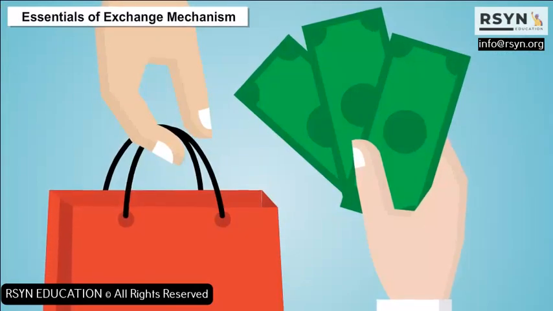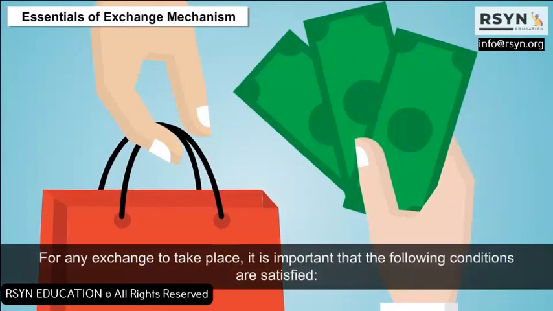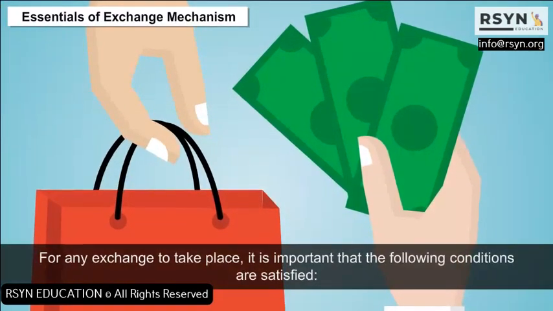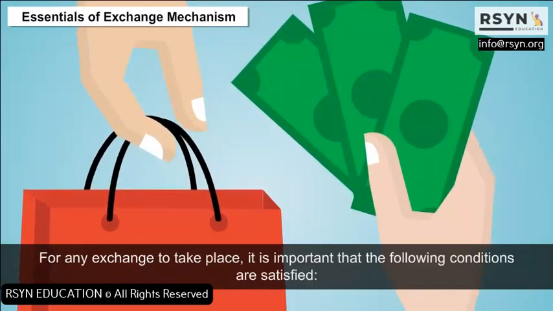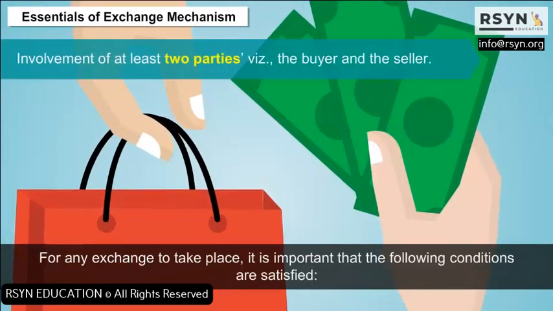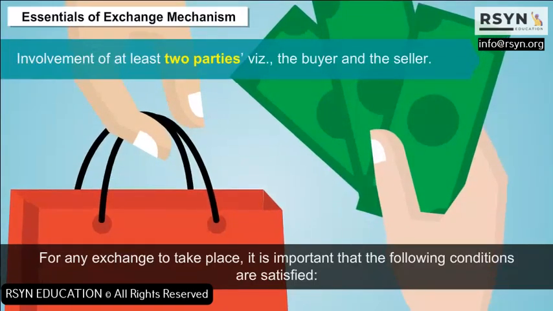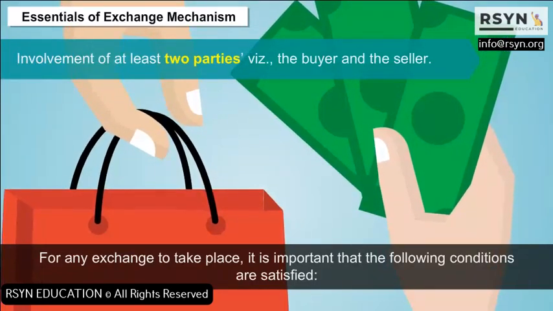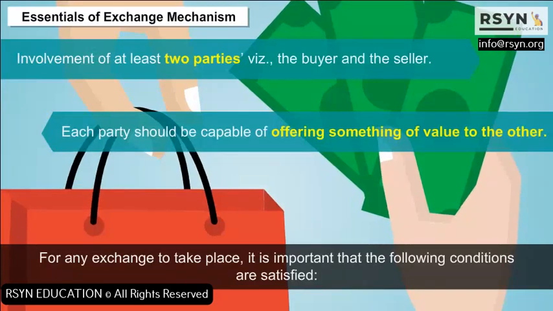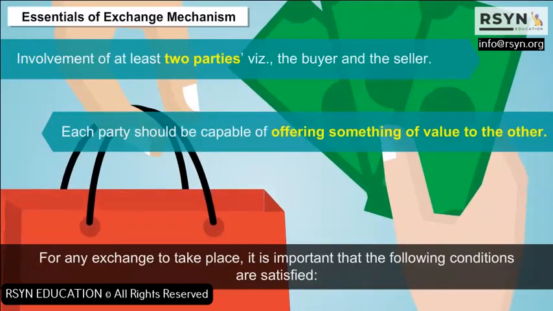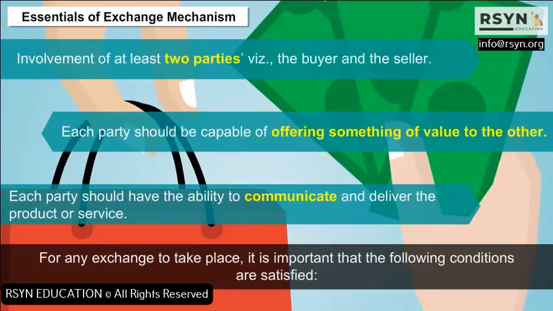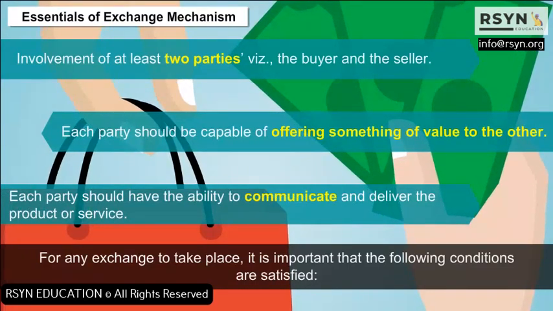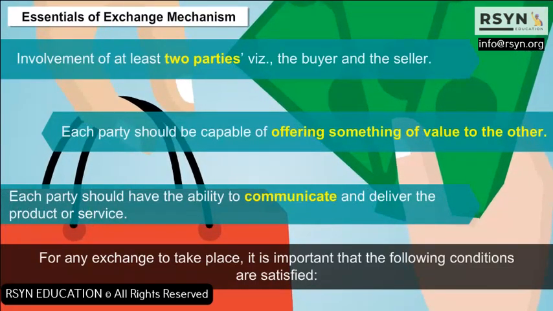Essentials of exchange mechanism. For any exchange to take place, it is important that the following conditions are satisfied. Involvement of at least two parties, viz., the buyer and the seller. Each party should be capable of offering something of value to the other. Each party should have the ability to communicate and deliver the product or service.